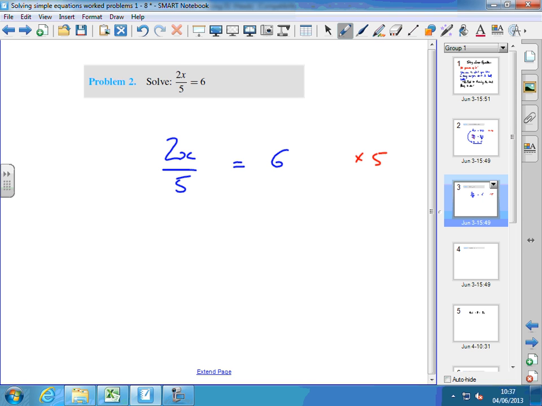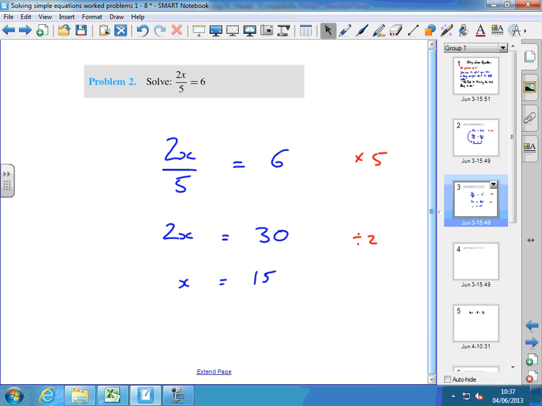I'd always tend to get rid of the divisions first. So multiply both sides by 5, that leaves just 2x on the left, because the 5's cancel. And what's 5 sixes? 30. Now I'm going to divide both sides by 2 to get rid of the 2. So that leaves me x, divided by 2 undoes the multiply by 2, leaving just x. Dividing the right hand side by 2, x equals 15.